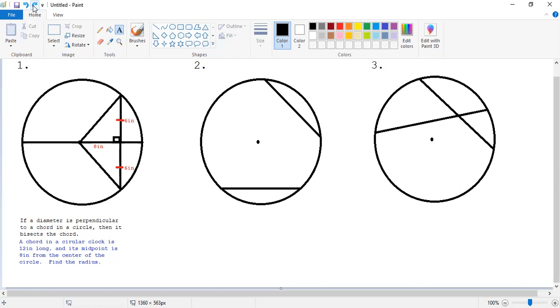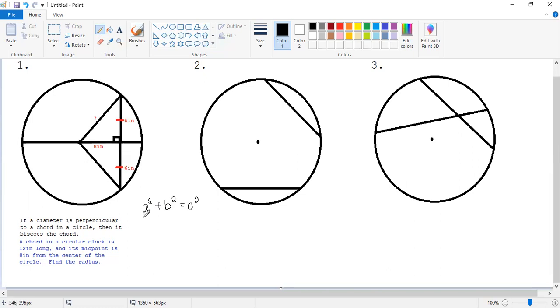So this is going to be 8 inches from the center. What we are looking for is the radius of the circle here. What do you think we're going to use to solve for the radius? If you said Pythagorean theorem, you guessed it correctly. So we're going to use a squared plus b squared equals c squared, where a and b are the legs and c is the hypotenuse, which in this case is the radius.